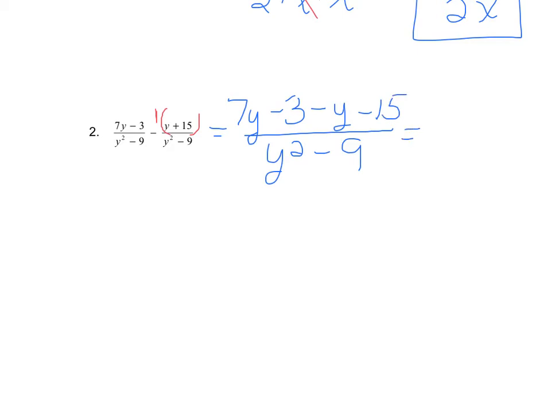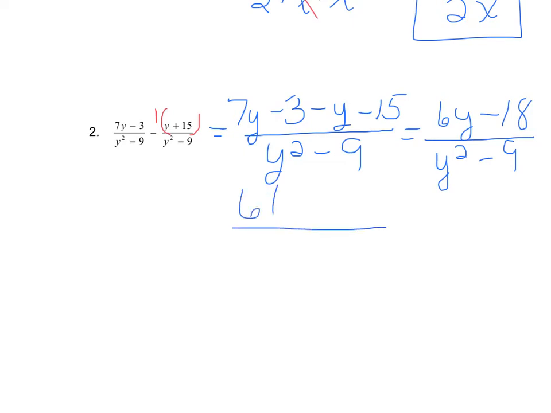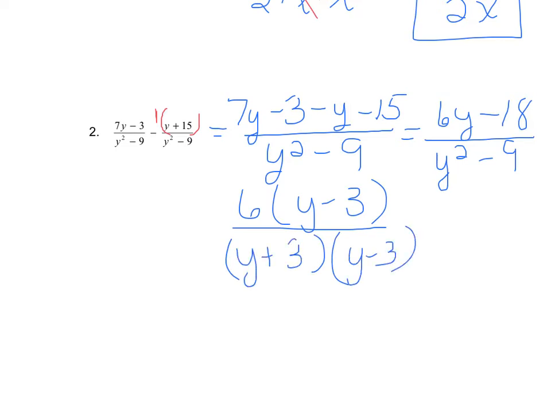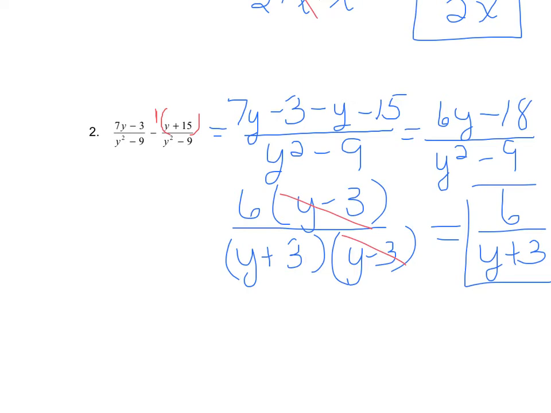So, one more step, bring over the denominator, and I'm ready to combine like terms on the top. 7y take away a y is 6y, and negative 3 minus 15 is a negative 18. Okay, there's my answer for subtracting. So now I'm going to see if I can factor and cancel. On the top I can GCF out a 6 and get y minus 3. On the bottom it's difference of squares, so it's y plus 3 and y minus 3. All right, I can actually cancel out a y minus 3 for a y minus 3. So my final answer would be 6 over y plus 3. Not bad. All right, let's move on.